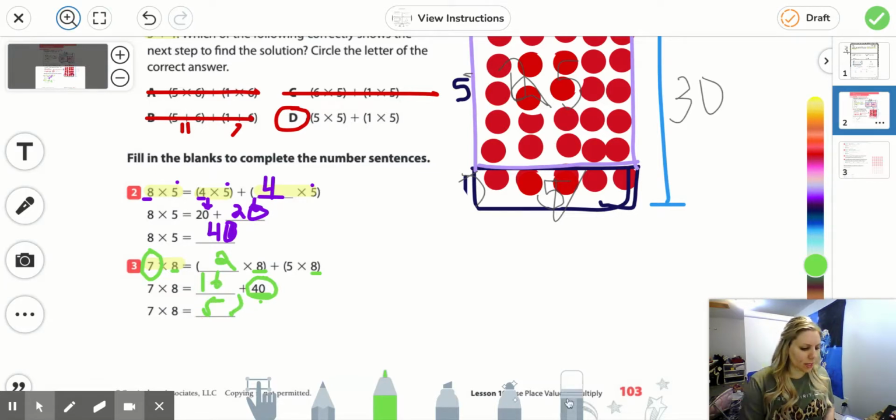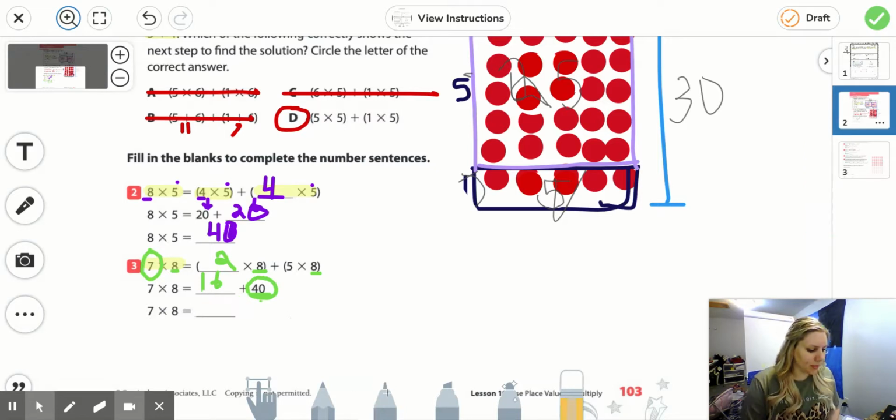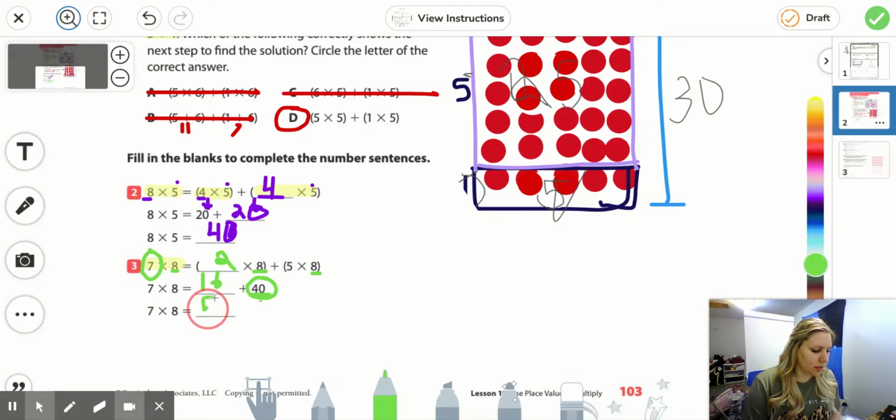What is going on with my marker? Let me try that one more time. 56. I'm just writing too quick. My computer's like, whoa, girl, slow down. It's too much for me today.